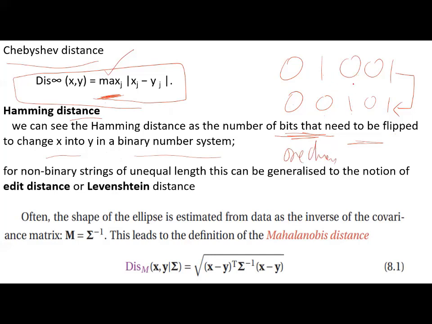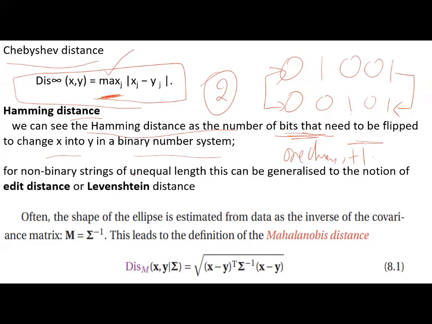And 0 as 1, another change, plus 1. And 0, no change. So the Hamming distance between these two is 2. What is meant by Hamming distance, my dear friends? See, in the binary number system, this is called Hamming distance.